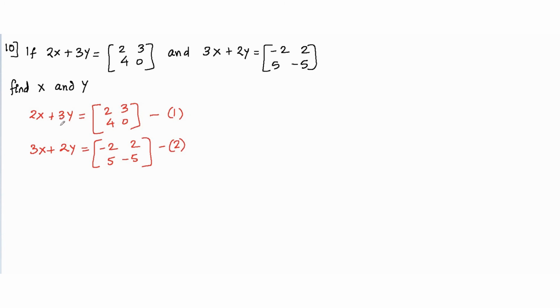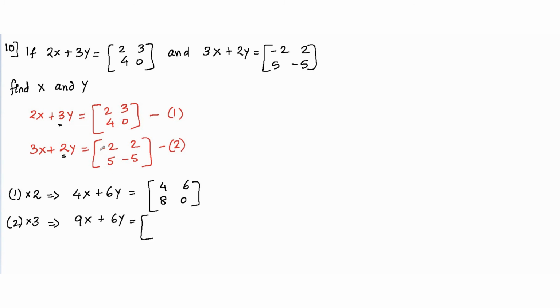If I want to eliminate matrix Y, I have to make their coefficients equal. So let me multiply the first equation by 2. What I get is 4X plus 6Y is equal to twice of this matrix, that's 4, 6, 8 and 0. And let me take the second equation and multiply it by 3. So what I get is 9X plus 6Y is equal to, let's multiply the right hand side also by 3, so I get negative 6, positive 6, 15 and negative 15.